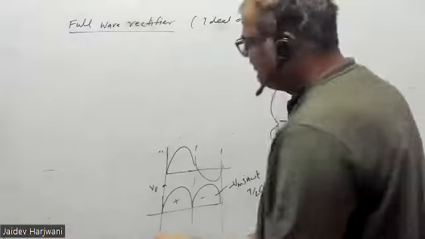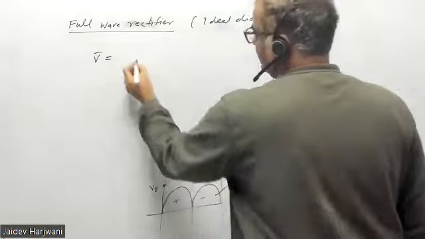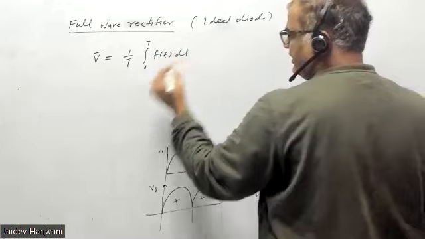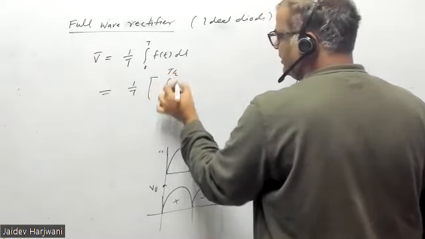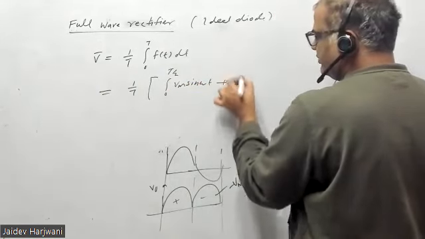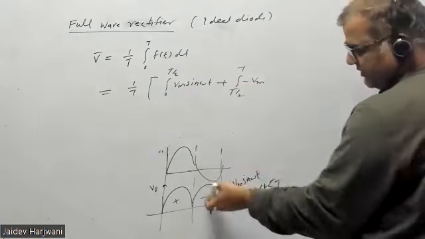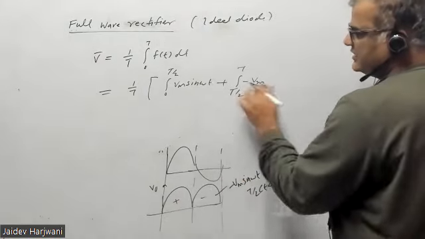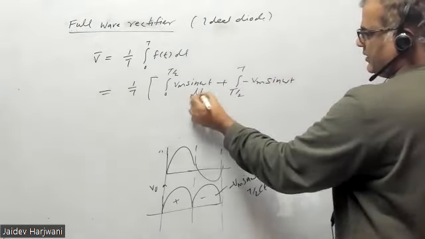So if you calculate the average value, V average will come as again 1 by T, integral 0 to T, f(t) dt. So 1 by T, 0 to T by 2, it is Vm sine omega t, plus T by 2 to T, it is minus. If you put sine in both, then the average becomes 0. But we are not getting 0 average, we are getting some voltage. The average of sine is 0. If you put plus here, then sine omega t integrates to 0.